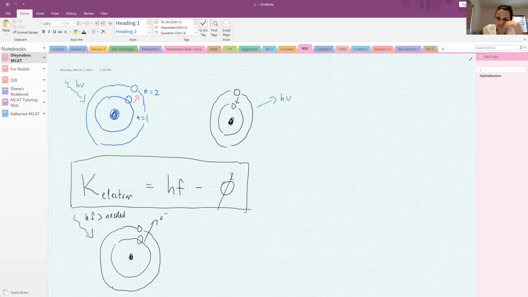But if it's more than that, that excess energy goes towards kinetic energy, pushing that electron out with some velocity. Okay.